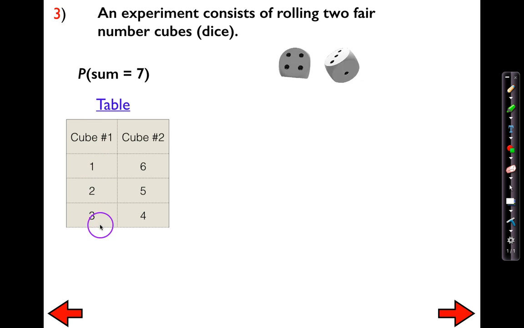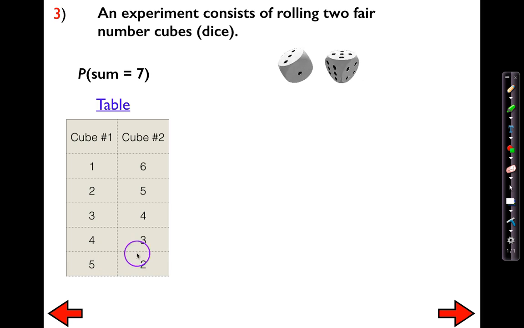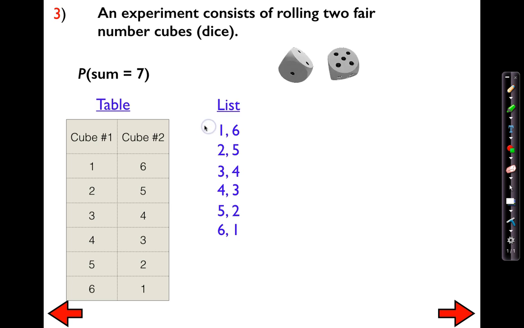Now what if number cube 1 was 4 and number cube 2 was a 3? Then here, what if it's 5 and a 2, 6 and a 1 here? So notice that's all the different possibilities to get a sum of 7. So you can construct this table as a list: 1 and 6, 2 and 5, 3 and 4, 4 and 3, 5 and 2, 6 and 1.